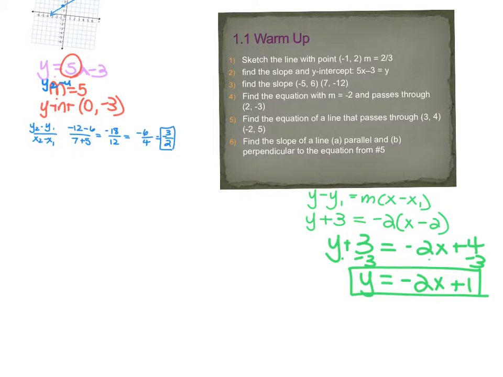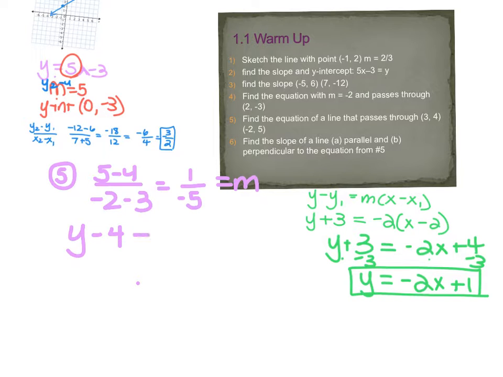Okay, and then 5 says find the equation of a line that passes through (3, 4) and (-2, 5). So what's the first thing I've got to do? Find the slope. So the slope's not given this time. So 5 minus 4 over -2 minus 3 gives me a slope of 1 over -5. So that's my m. And then I can pick either point. I could have picked the (3, 4) or the (-2, 5). If there's something with a 0, obviously I pick that because it's easier, but in this case they're both numbers, doesn't really matter. I can pick either one, so I'll start with the first one.